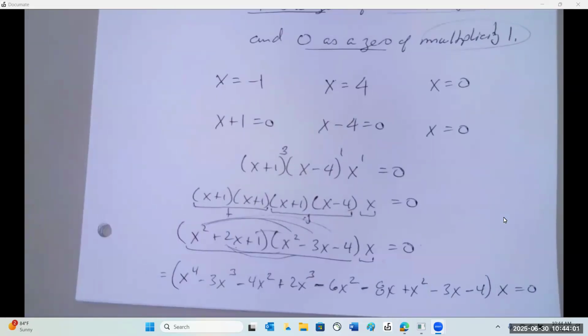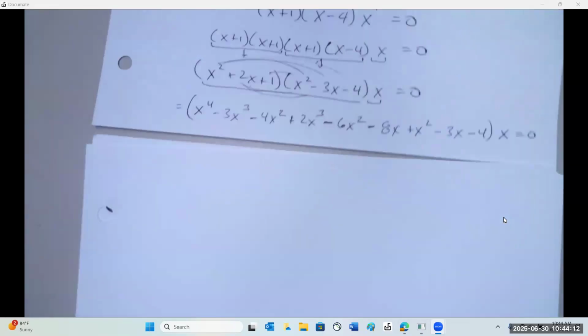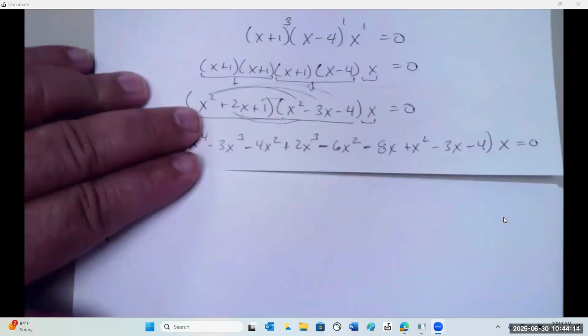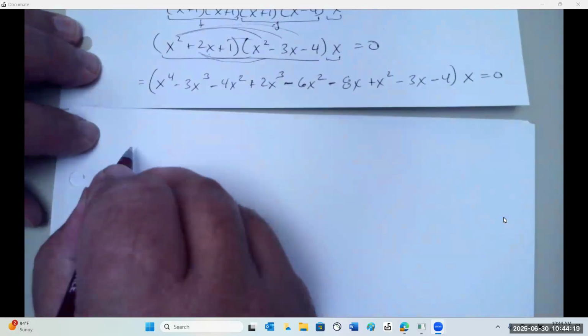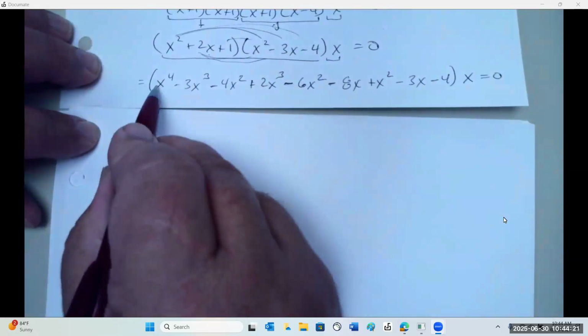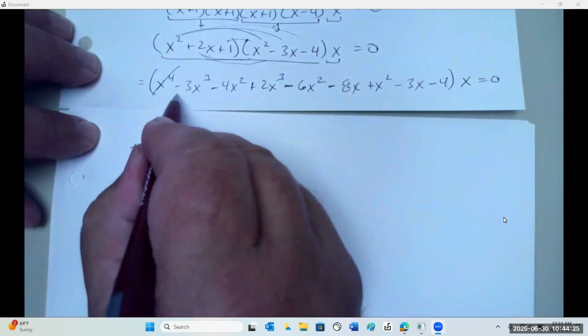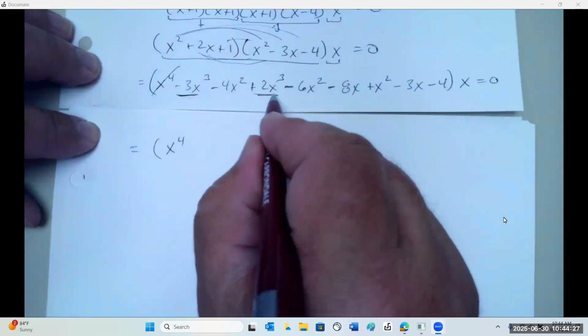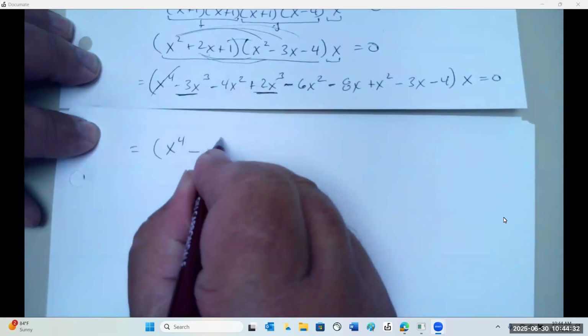Does anybody not see where I'm getting these numbers from? Okay, if you see where I'm getting them from, then I don't have to go through and explain. Combine like terms. X to the 4th, there's only one of those, so it's done. We have negative 3x cubed, 2x cubed, so it's a negative 1x cubed.